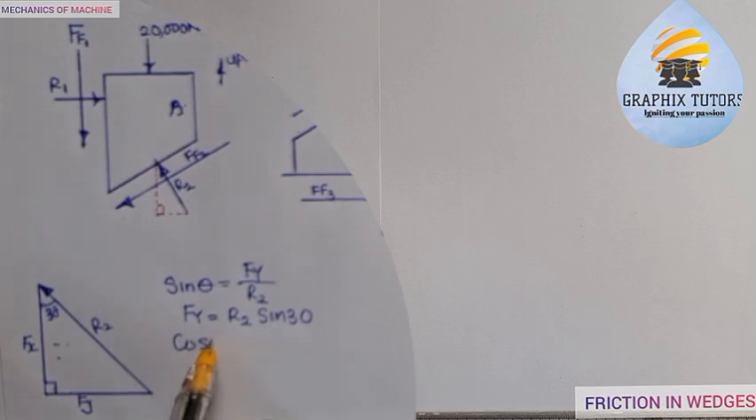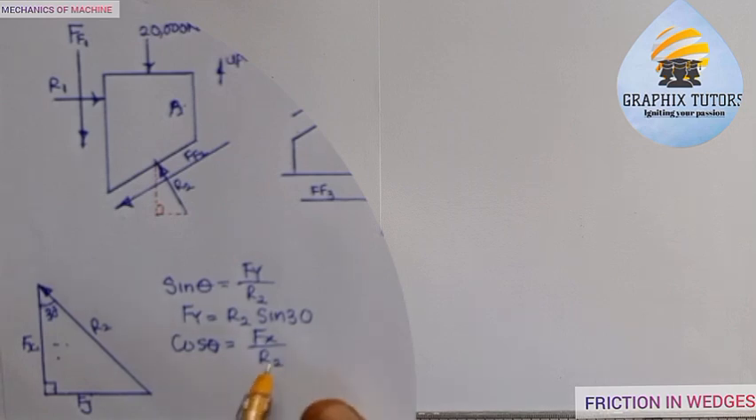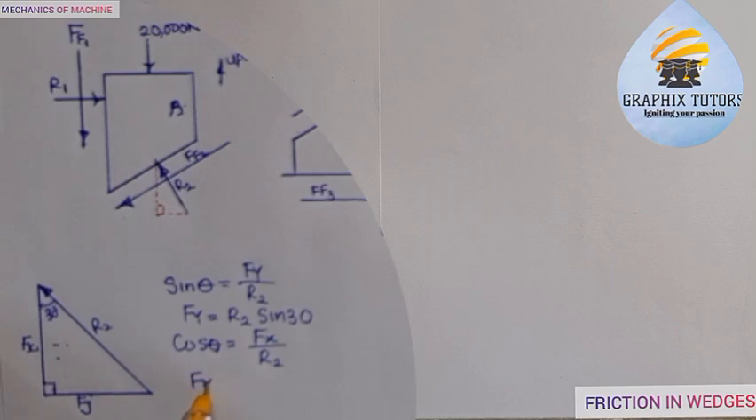For cos theta, so for cos 30, it will give me adjacent over hypotenuse. What is my adjacent? If this is my opposite, this will be my adjacent. It will be my f of x, fx, all over hypotenuse, R2. So my fx here, if I cross multiply, this will come here and we're having R2 cos 30 degree. Is that okay now?